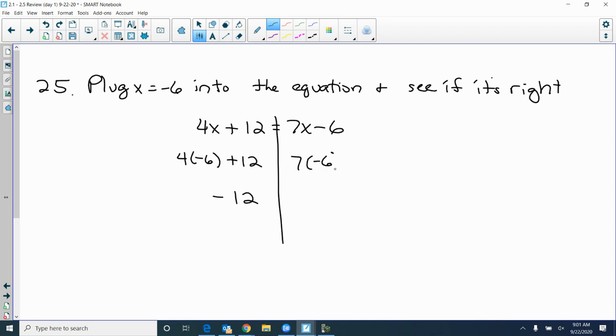7 times -6 minus 6. And what I'm looking for is all of this work. What does that end up equaling? 7 times -6 minus 6. Evan? -48. So right there, what can you tell me? That x equals -6 is not the answer. I don't really care what the answer is. The problem doesn't ask for it. We're done. So x equals -6 is not the answer.